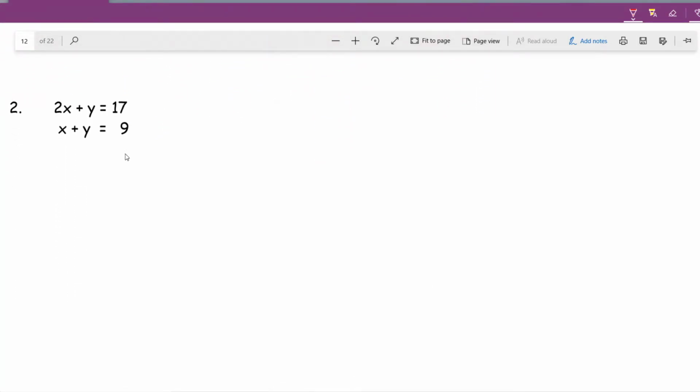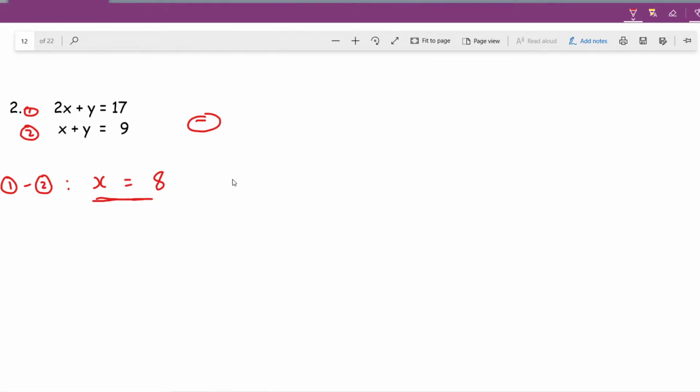Next one. Again, the y's are the same, and this time the signs are the same. If the signs are the same, we subtract. Again, I'm going to call this equation 1 and this equation 2, and I'm going to say equation 1 minus equation 2. That's going to be 2x take away x, which is just x. y minus y is zero, and 17 minus 9 is 8. So straight away you've got your answer: x is equal to 8. There's nothing more to do on that.